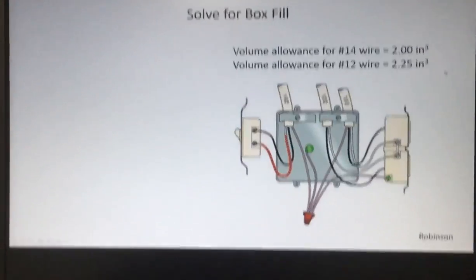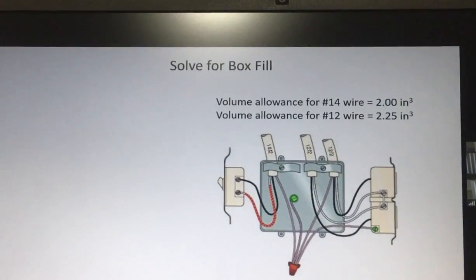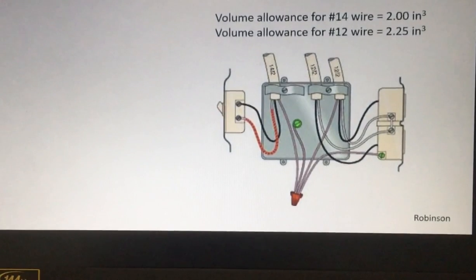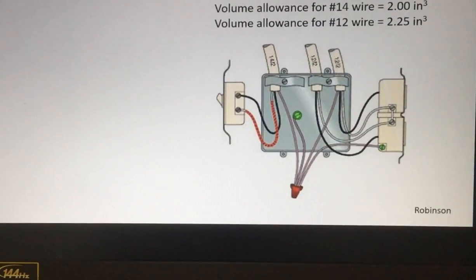Okay. Another one. Calculate the wire allowance for this box. You have a 14-2 going to a switch, and a 12-2 going to a receptacle. The volume allowance for number 14 is 2 cubic inches per wire, and for number 12 it is 2.25. So solve for that box fill.